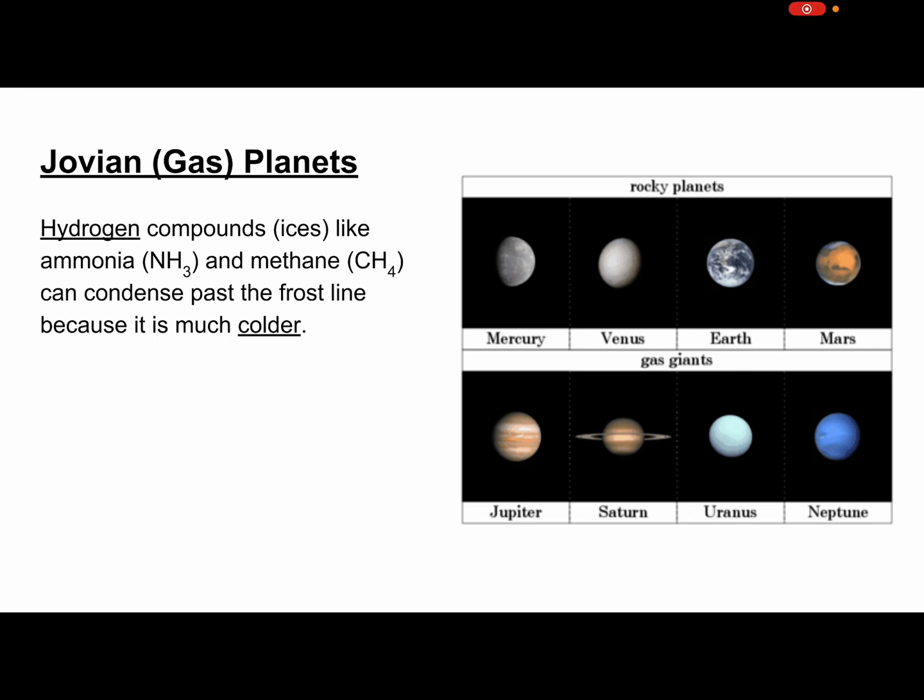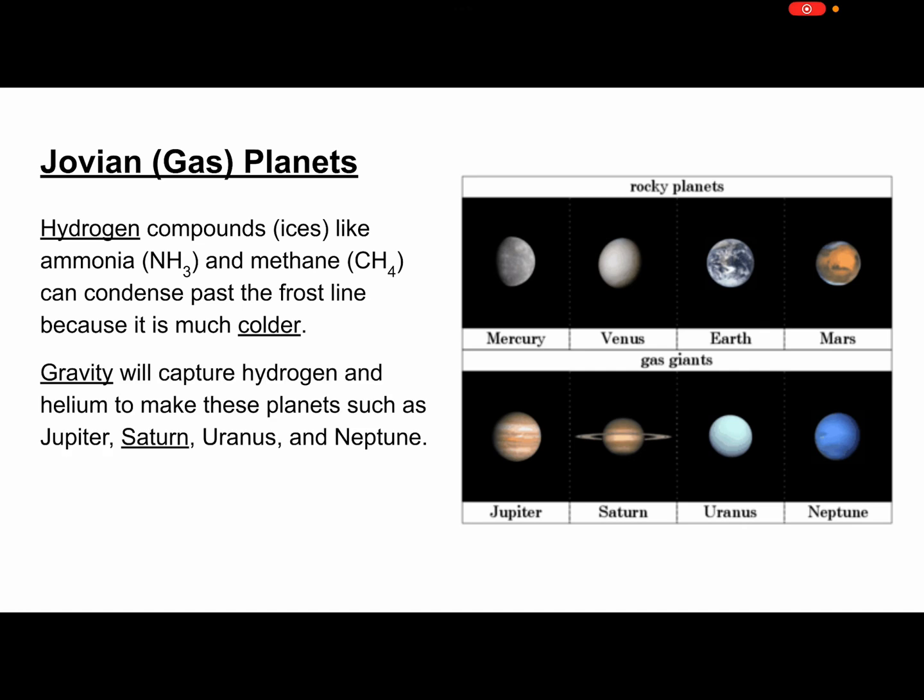And these condense outside of that frost line because it's much colder way out past that frost line, much colder farther away from the sun. Okay, so as these things condense, they're going to capture hydrogen gases and helium gases, and they become larger and larger, similar to how the rocky planets do, only these are going to be made up of gases. So Jupiter, Saturn, Uranus, and Neptune are all part of those gassy planets.